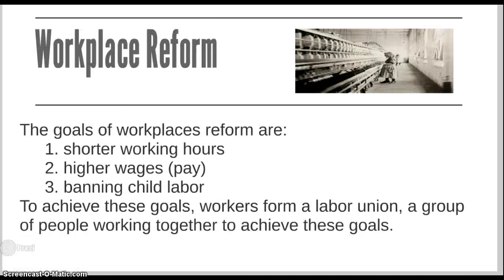Workplace reform. In the factories, people worked long hours, they received little pay, and children of any age, adults of any age, could work in the factory. So the goals of people who want to change factory life for the better are getting shorter working hours for the workers. Remember, most of these workers are immigrants. Getting higher wages or higher pay for the hours that are worked, and banning child labor.